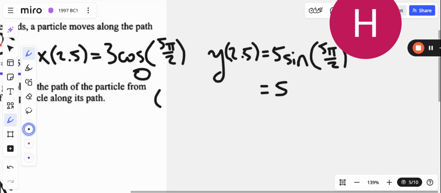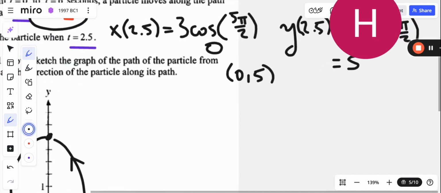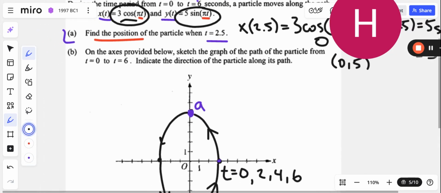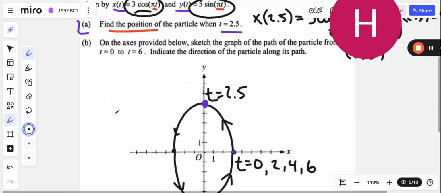And so we have the location of 0, 5 at 2.5. And this kind of makes sense, right? Because it's going to go around the whole cycle at 2 seconds, and then it's going to finish one more quarter of the cycle in half a second. So here's the point from part A. Maybe I should rather label it as t equals 2.5. It's also t equals 0.5. But in this context, we just want to identify it as t equals 2.5.